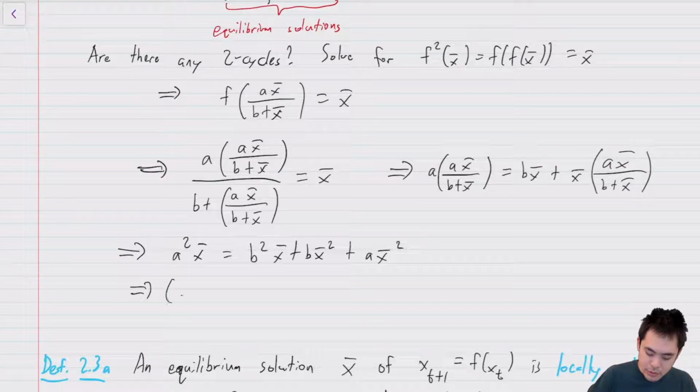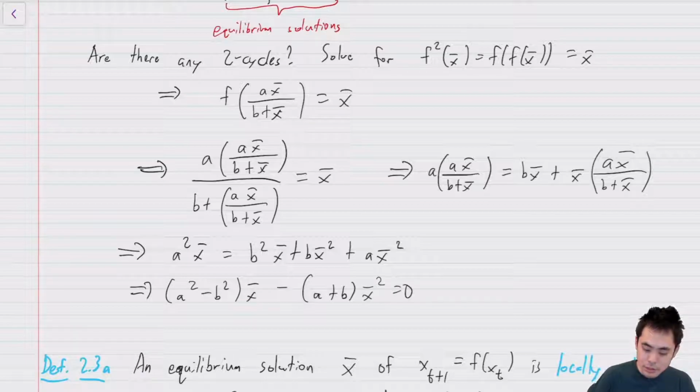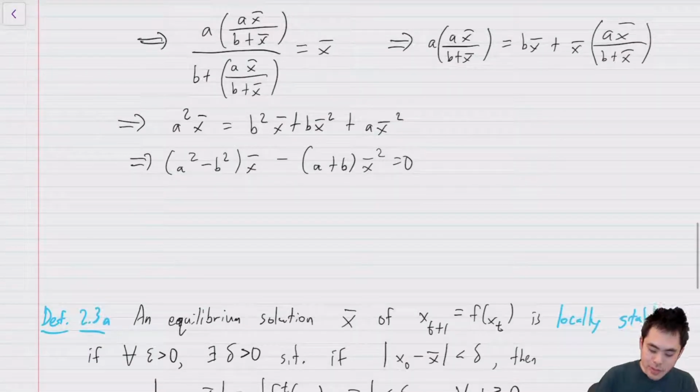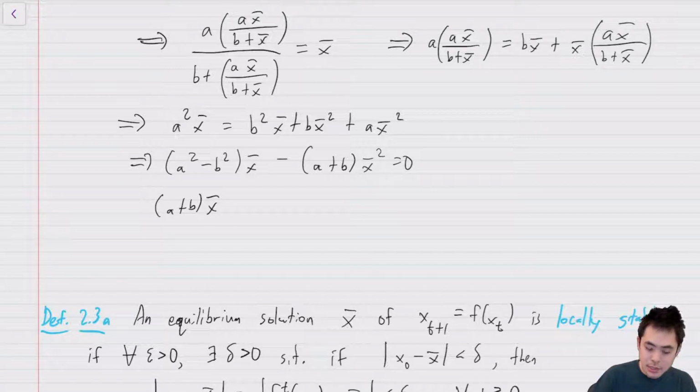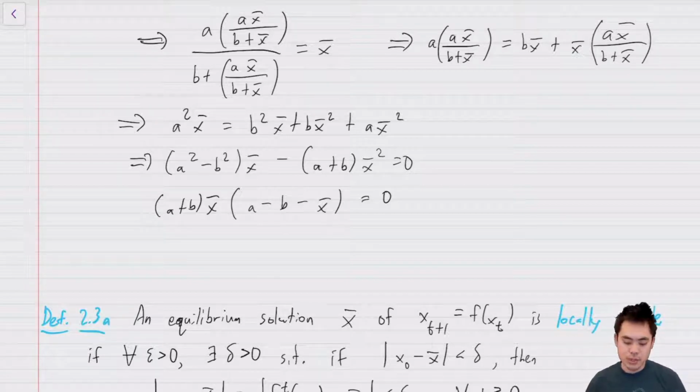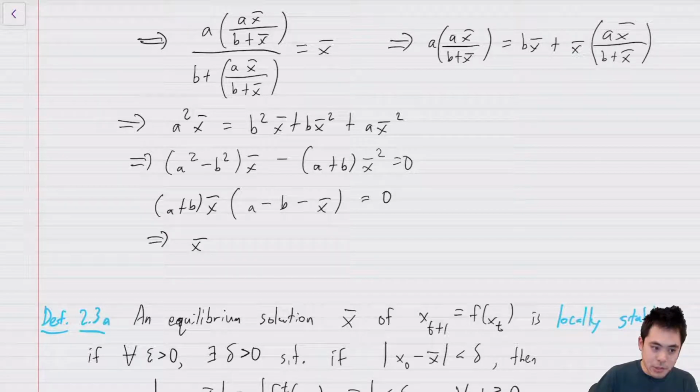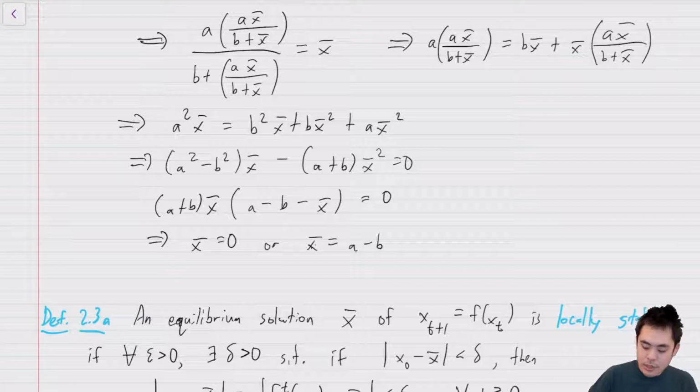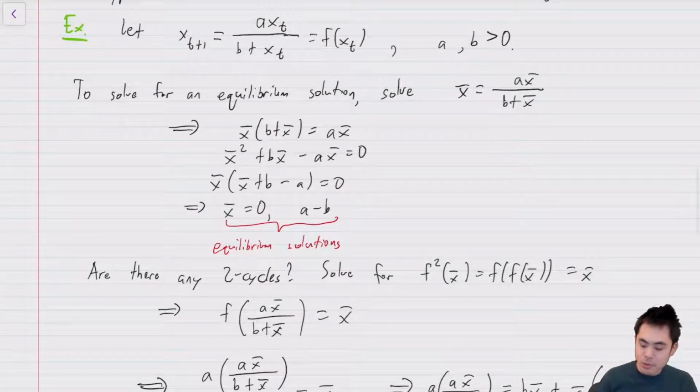Do a little bit more algebra, you end up getting that a squared minus b squared times x bar minus a plus b times x bar squared is equal to 0. And you note that you can factor a term of a plus b times x bar out of both of these, and you're left with a minus b minus x bar. So that product is equal to 0. And of course, this implies that x bar is equal to 0, or x bar is equal to a minus b. But you'll note that those are the same as our equilibrium solutions up here.